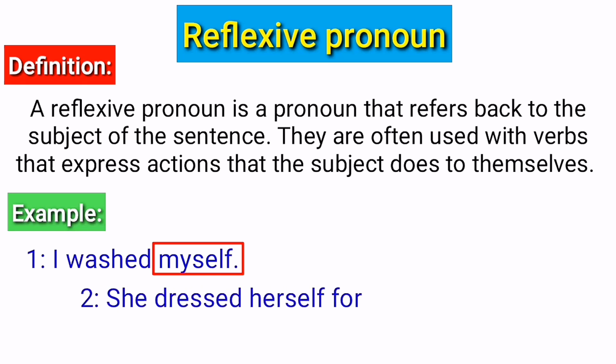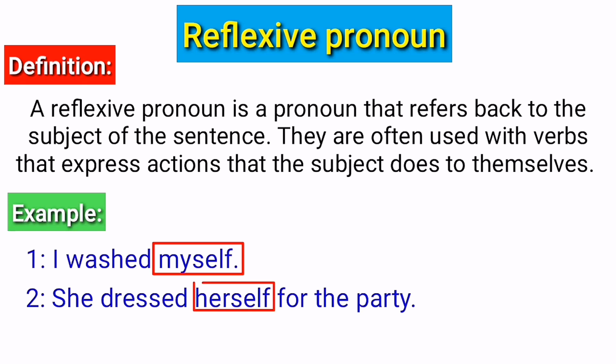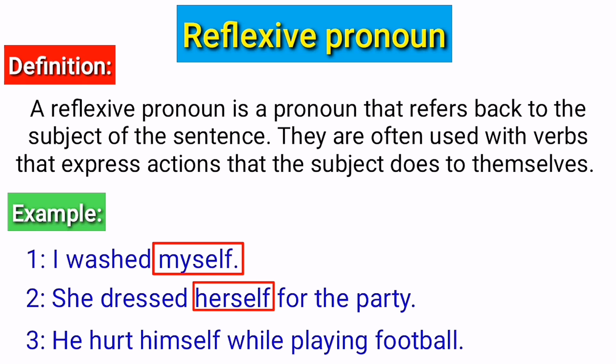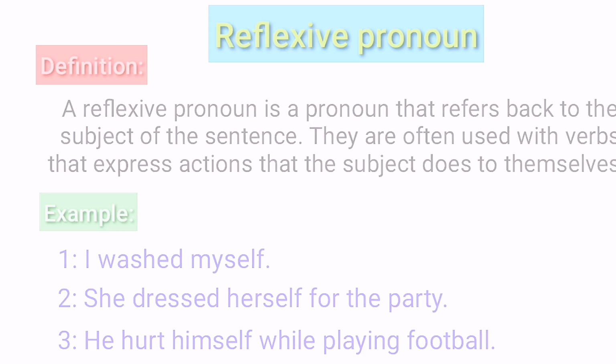"She dressed herself for the party." Herself is the reflexive pronoun here, showing that she dressed herself, meaning she was both the doer and the receiver of the action. "He hurt himself while playing football." In this case, himself shows that he experienced the action of being hurt while playing football.